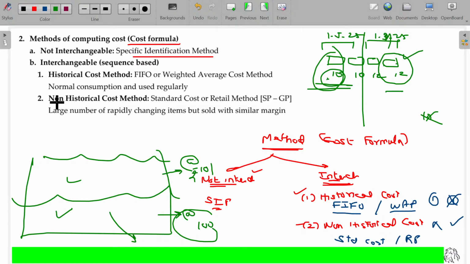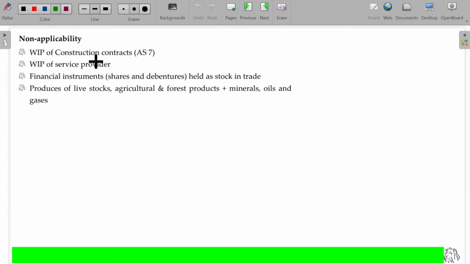Hope now you will be able to understand. Now, this AS number 2 is not applicable for construction contracts. There we have work in progress. Say a building is being constructed, currently 50% constructed. Hall over and up to roof over, first floor still pending. Can I consider this as stock? For the builder, it's stock only. But for that, AS number 2 will not be applicable. For that, we have the specific accounting standard number 7.